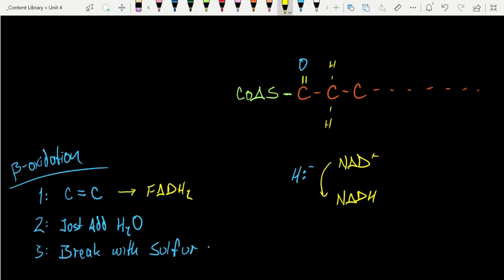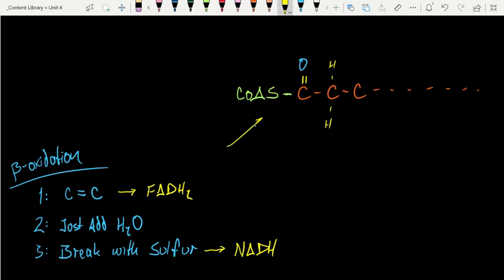So when we break with sulfur, what do we end up with? This is another redox reaction, and we end up with 1 NADH. Lastly, there's one more thing that I want you to recognize. If we look at this molecule that we're left with, I hope you recognize that it is an exact duplicate of what we started with, except we're 2 carbons shorter. This becomes my new alpha carbon. This becomes my new beta carbon. And I do it again.